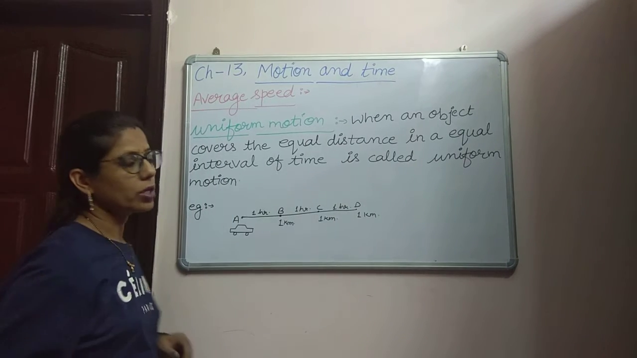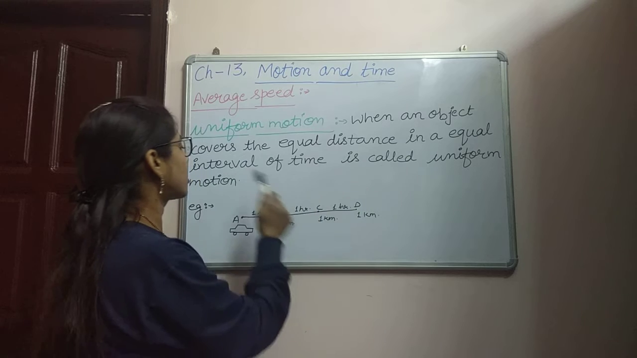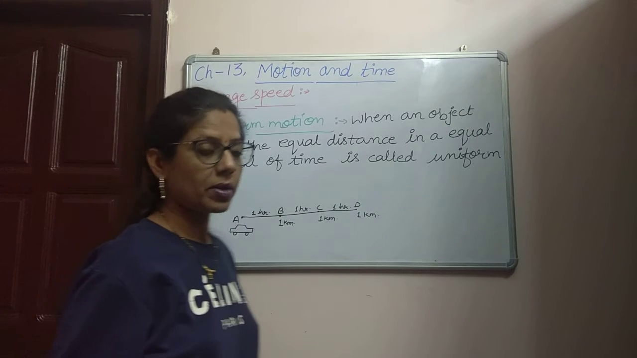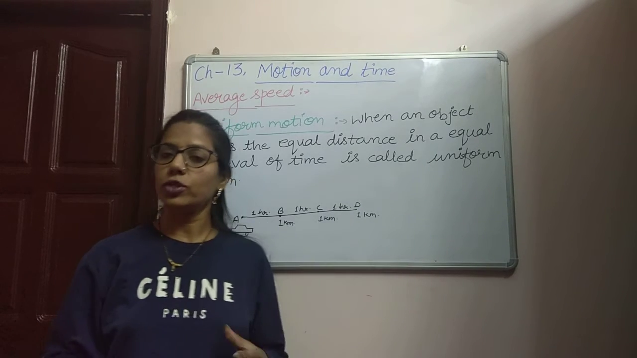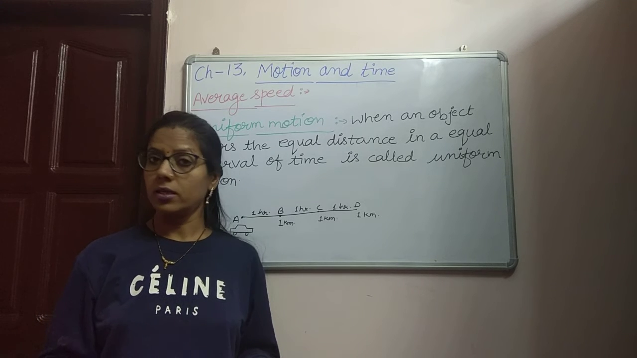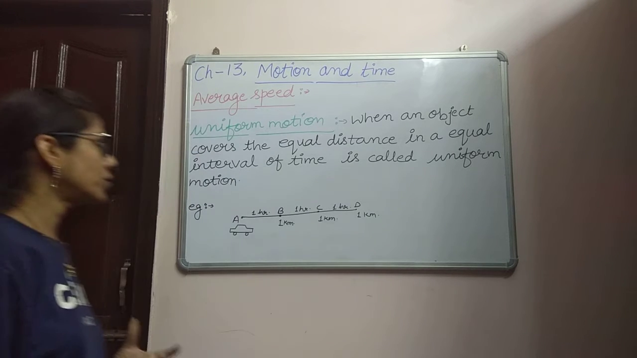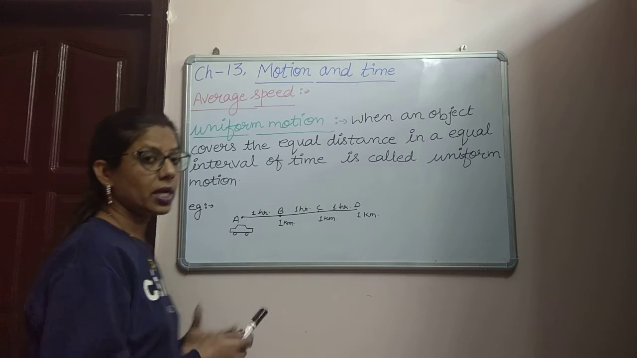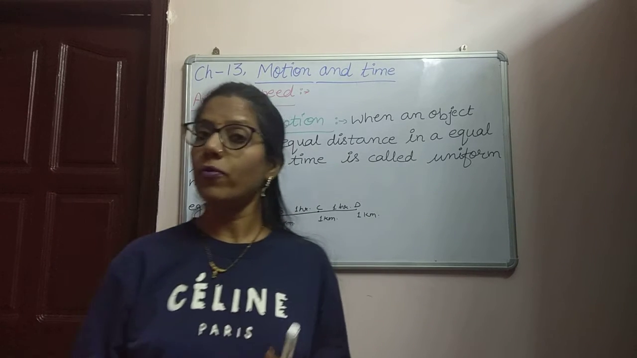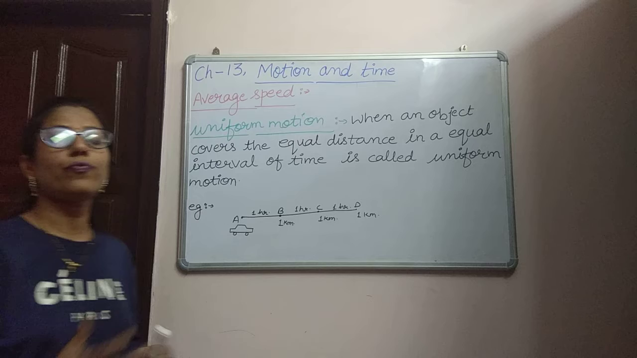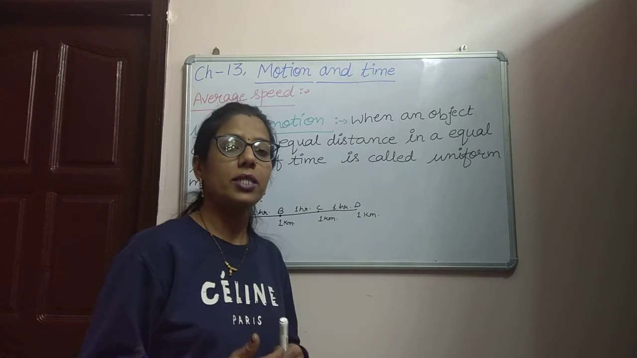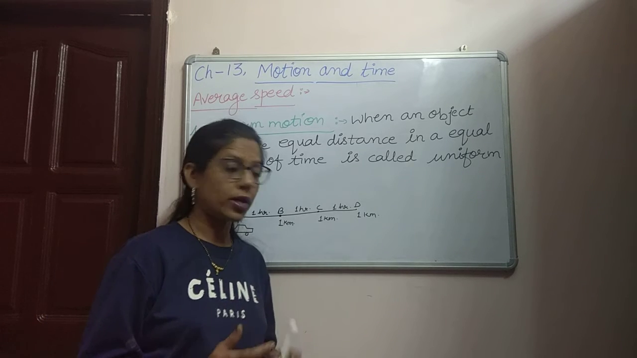So uniform motion means when an object covers equal distance in an equal interval of time. Like always, we are saying motion means whenever any object covers a distance in a time. So uniform motion means the object is covering equal distance in an equal interval of time. It is known as uniform motion because uniform means same. Always it is covering equal distance in an equal interval of time.